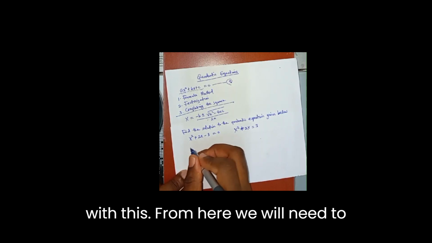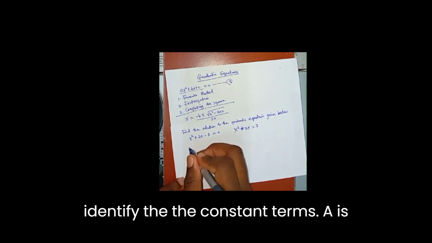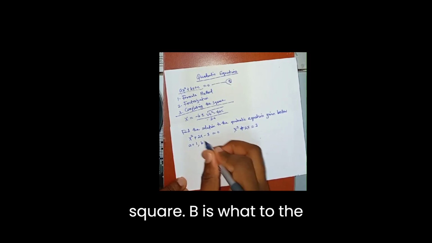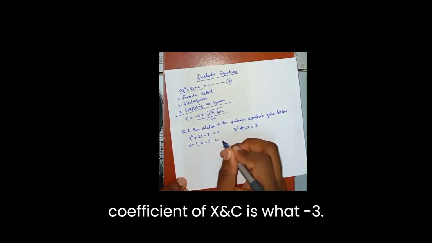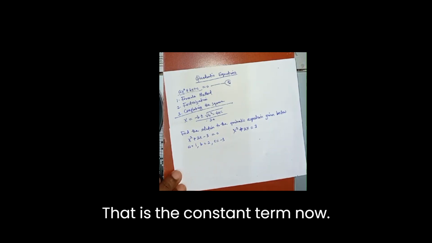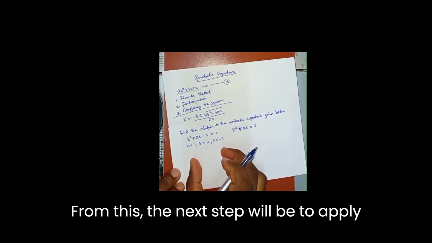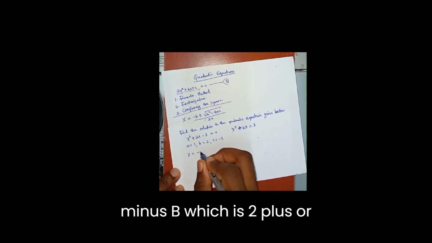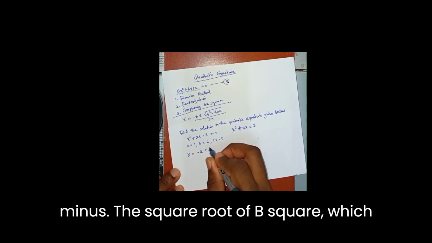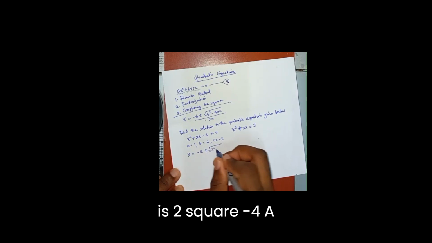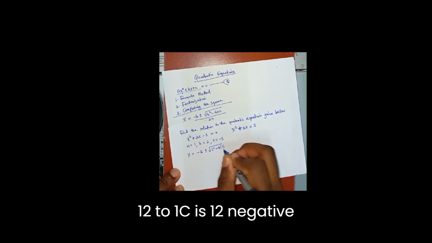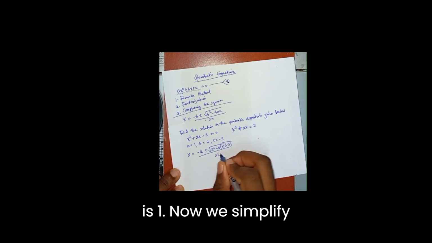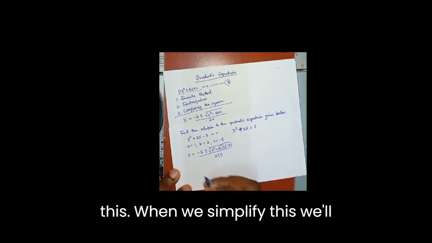From here, we need to identify the constant terms. A is what? 1, that's the coefficient of x squared. B is what? 2, the coefficient of x. And C is what? -3, that is the constant term. Now, from this, the next step will be to apply the formula directly. So x is equal to minus b, which is 2, plus or minus the square root of b squared, which is 2 squared, minus 4. A is what? 1. C is what? -3. All divided by what? 2a is 2.